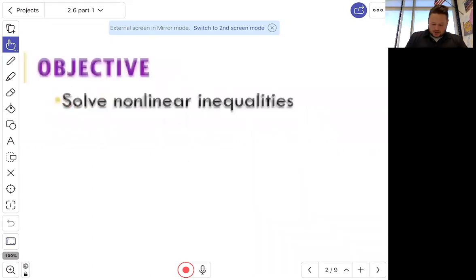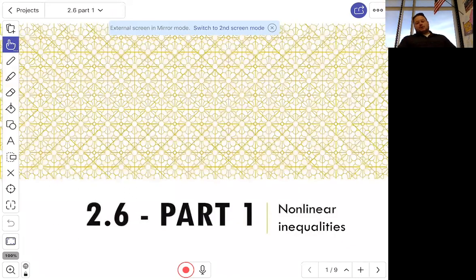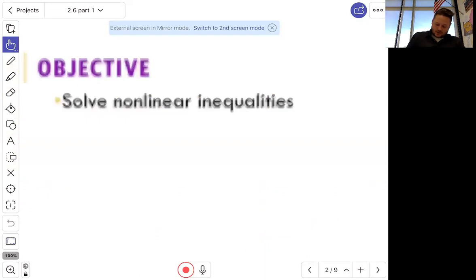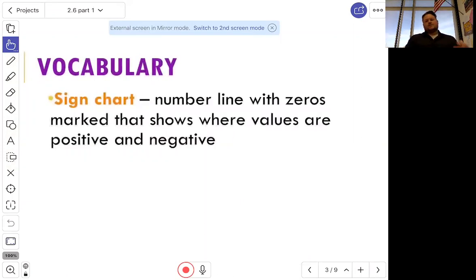Today we're going to be looking at 2.6, part 1, looking at nonlinear inequalities. Let's get after it. The objective today is to be able to solve these nonlinear inequalities. One of the major things we're going to be talking about is how we want to solve these: by using a sign chart. It is extremely important that you know how to use a sign chart because you're going to be using sign charts a lot when you get into calculus.